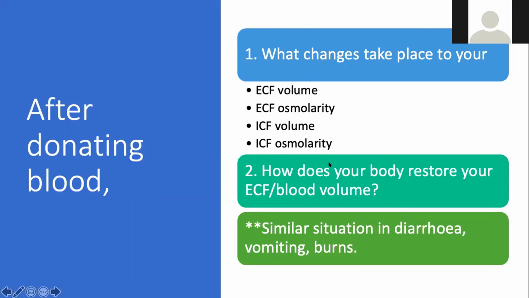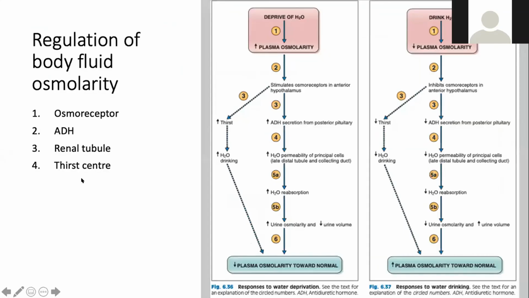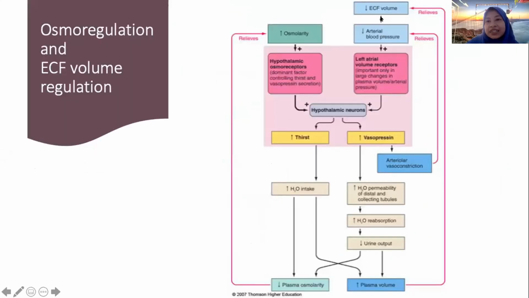No. Okay. Right. So how does your body restore your ECF or your blood volume after you donate your blood? Yeah, so the vasopressin through this mechanism here. This one here. So losing ECF volume reduces your arterial blood pressure, which stimulates some of the hypothalamic neurons, but not the osmoreceptor. Just the hypothalamic neurons, which can then increase the vasopressin as well as stimulate the thirst. Right.